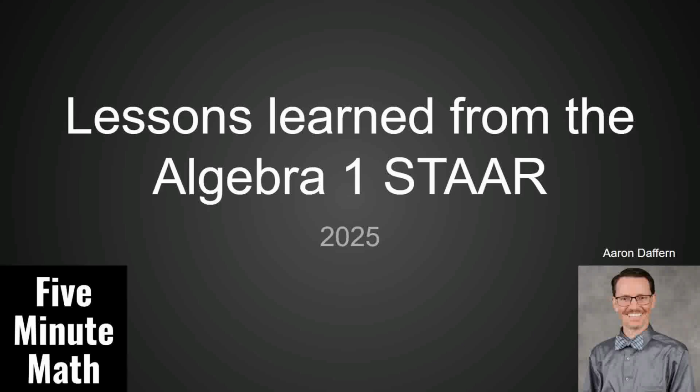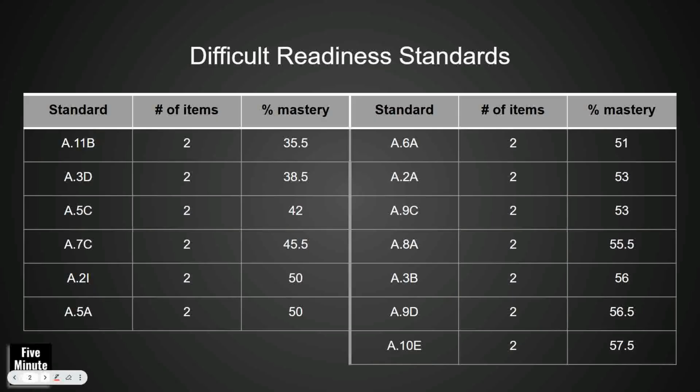Today we are going to be looking at lessons we can learn from the Algebra 1 STAAR that took place in 2025. We're specifically looking at the readiness standards in which we as a state scored less than 60% accuracy. And we'll start with our most troubling standard, A.11b, and work our way up to our readiness standards that we feel a little bit more comfortable in.